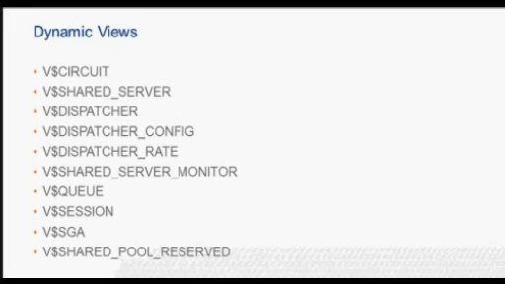Next are dynamic views. v$circuit contains information about virtual circuits, which are user connections to the database through dispatchers and servers. v$shared_server contains information on the shared server processes. v$dispatcher provides information on the dispatcher processes. v$shared_server_monitor contains information for tuning the shared server processes. v$queue contains information on request and response queues. v$session lists session information for each current session.